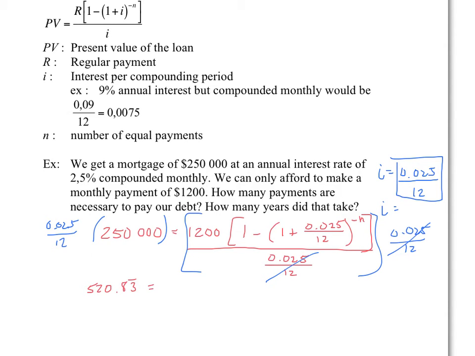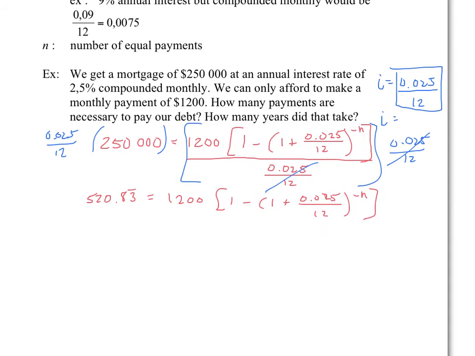When I plug that into the calculator, I'm going to keep all the decimals as possible. So that's 1200 times (1 minus (1 plus 0.025 divided by 12) to the power of negative n). Again, all I'm doing is solving for the exponential function. I'm going to divide by 1200 on each side to get rid of that 1200 over here.